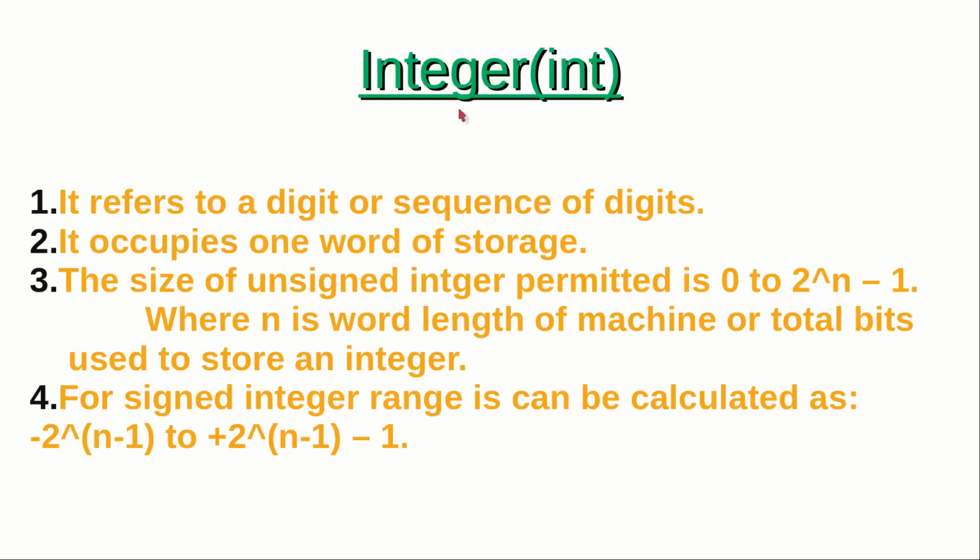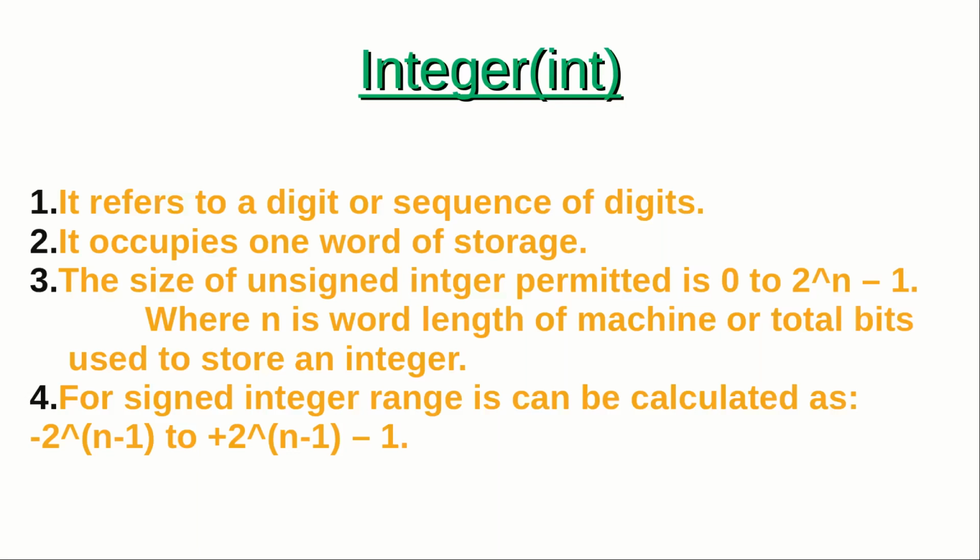The keyword used for integer is int, and it refers to a digit or sequence of digits. The space it occupies is machine dependent. In general, it occupies 1 word of storage. What it means is if you have a 16-bit machine, then it will occupy 16 bits, and the size of integer is limited to the range 0 to 65535. Actually, you don't have to remember the range. All you need to remember is the space it occupies, and that is 1 word of internal storage.